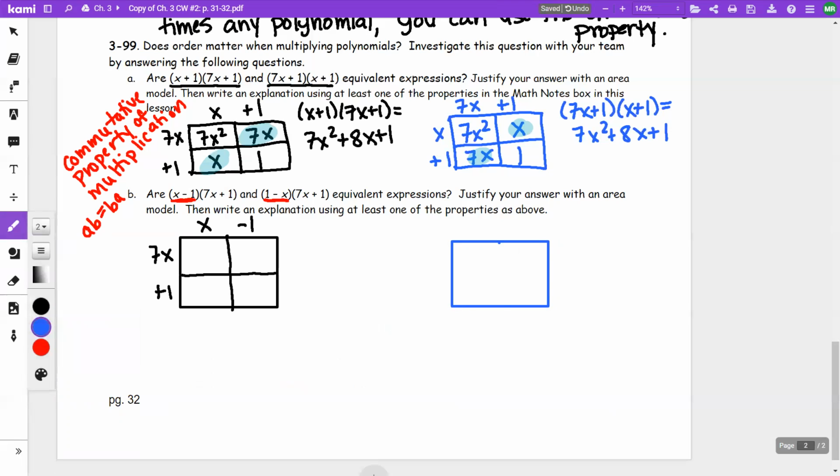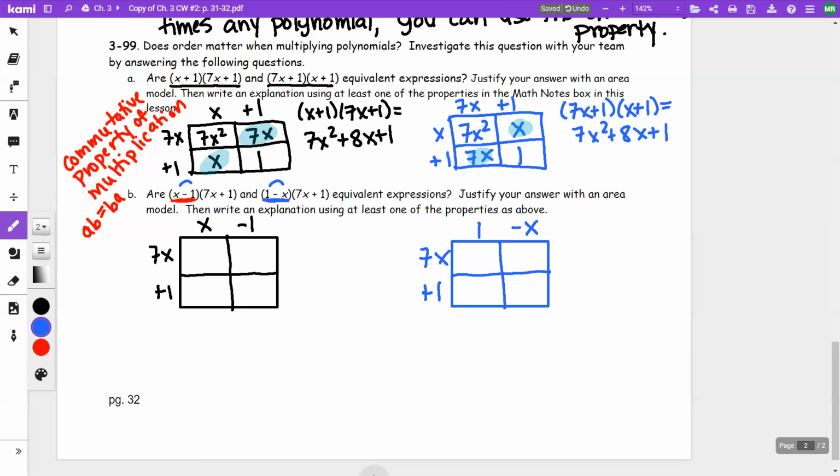For my blue one, instead of it being an x minus 1, it's going to be a 1 minus x. So I'm going to put a 1 and a negative x. Okay. So what's happening is we are switching the minuses here. Are these going to give us the same thing? That's what they want us to see.